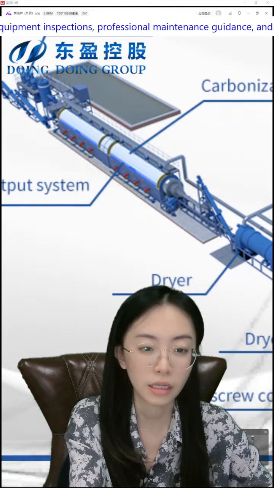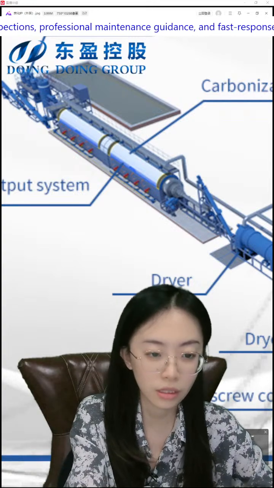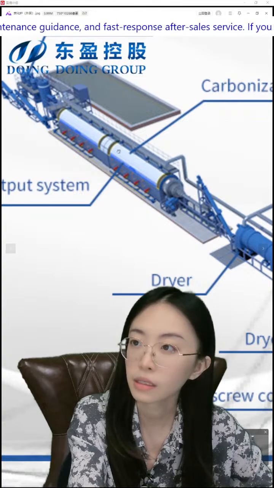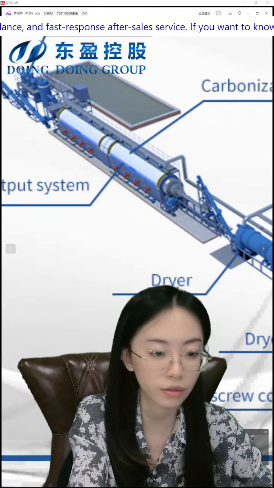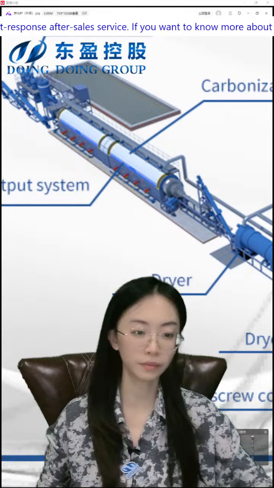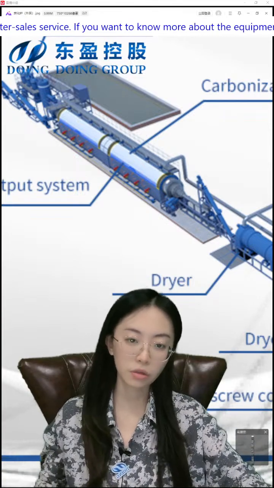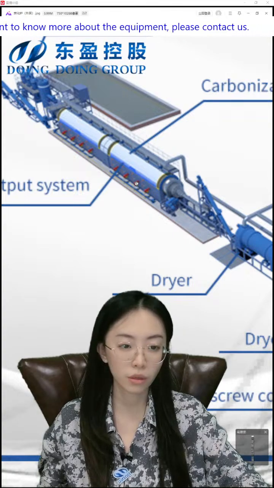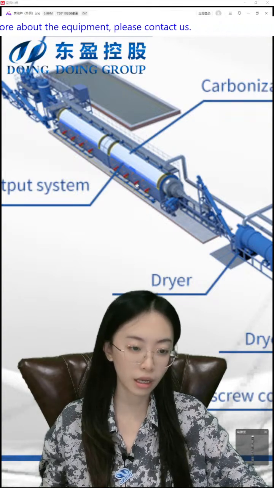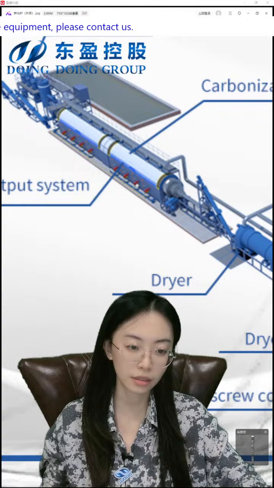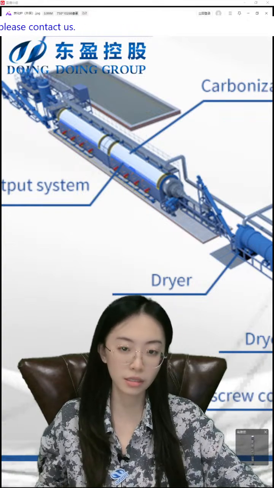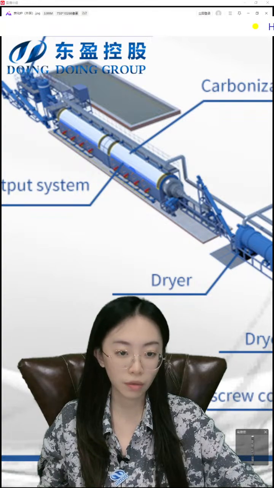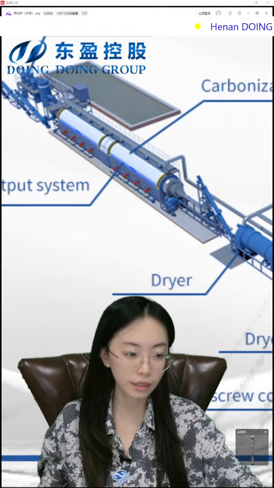And for the furnace heating, we use the hot air furnace heating system, which doesn't show in this picture. We use the hot air, or we can use a burner. Here is a burner, but this is an old design. Our new technique is using the hot air furnace, which can heat the raw material and the reactor more evenly.